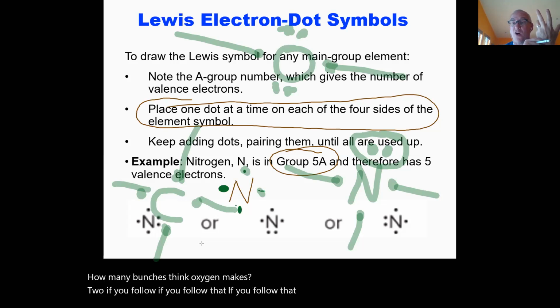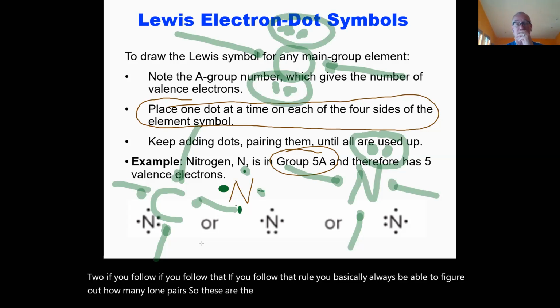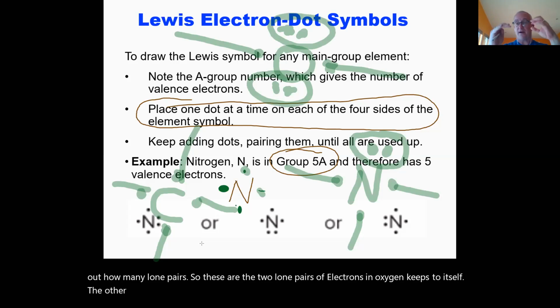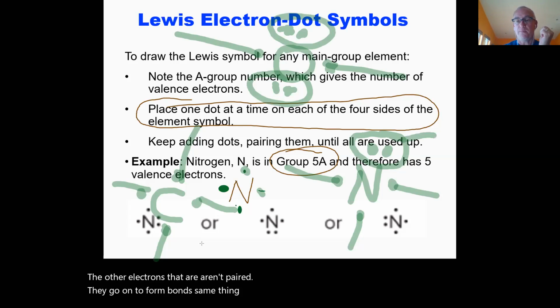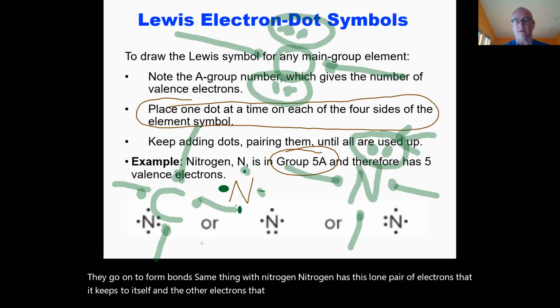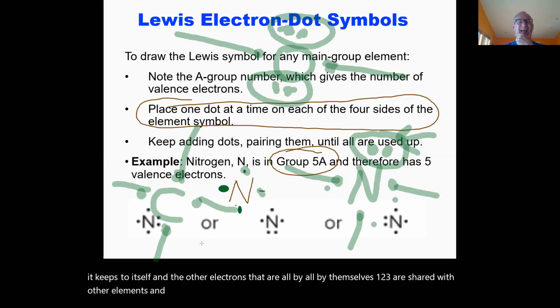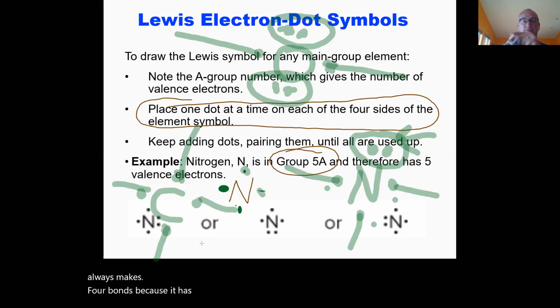that rule, you'll basically always be able to figure out how many lone pairs. So these are the 2 lone pairs of electrons that oxygen keeps to itself. The other electrons that aren't paired, they go on to form bonds. Same thing with nitrogen. Nitrogen has this lone pair of electrons that it keeps to itself, and the other electrons that are all by themselves, 1, 2, 3, are shared with other elements. And this is why carbon hardly ever keeps electrons to itself and pretty much always makes 4 bonds, because it has 4 valence electrons. All right, so let's keep going.